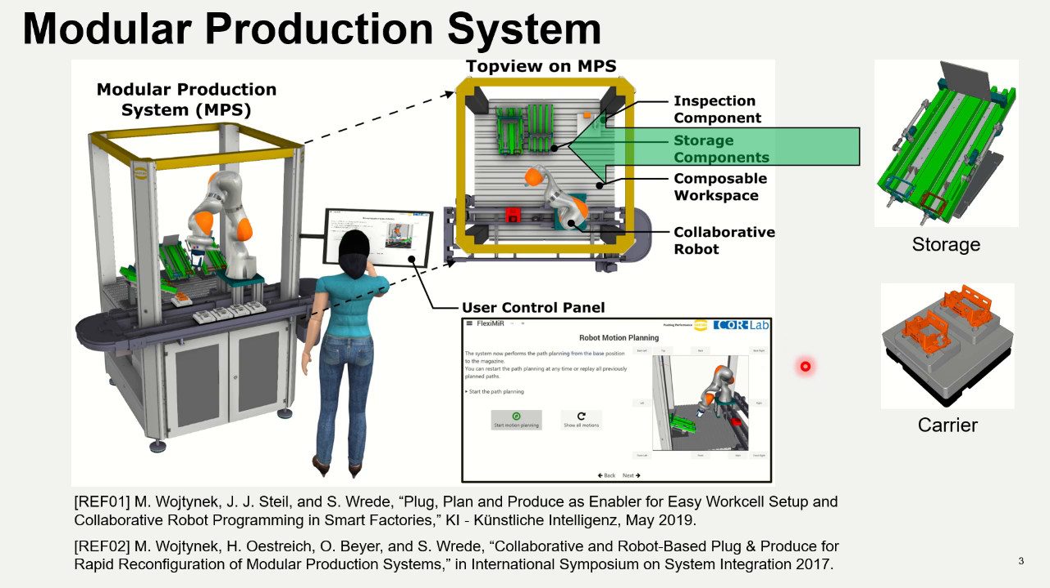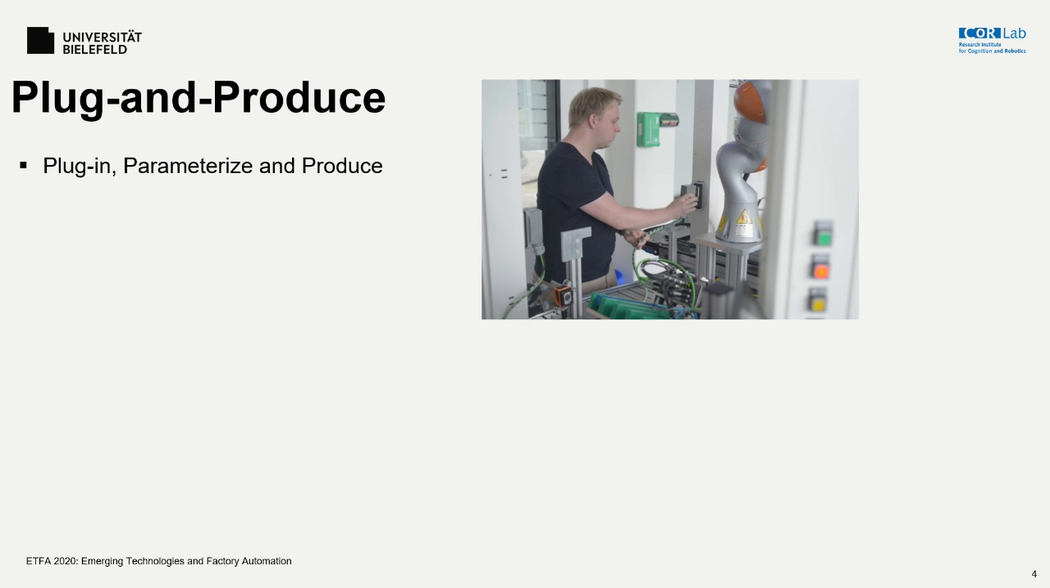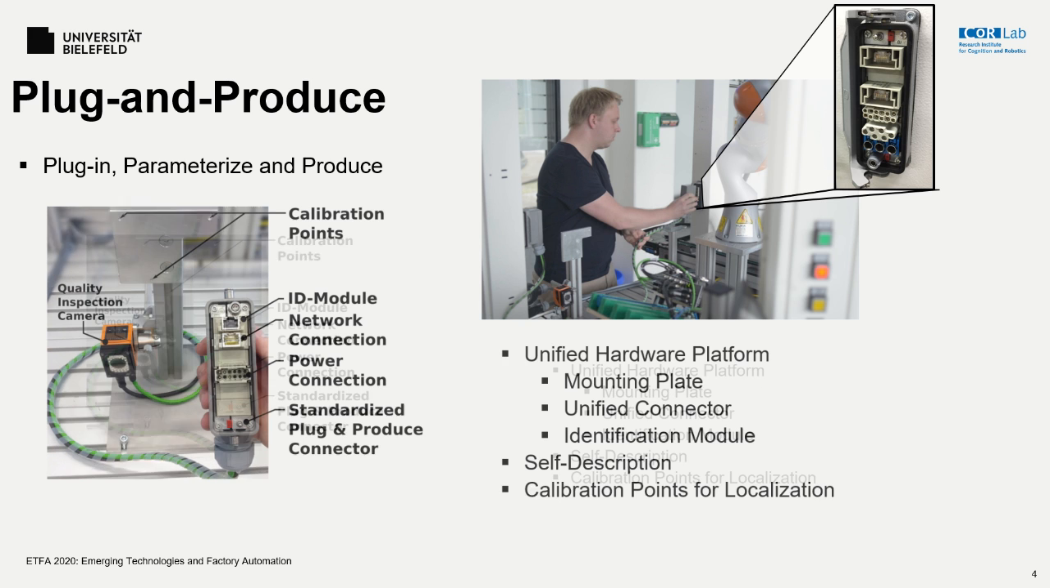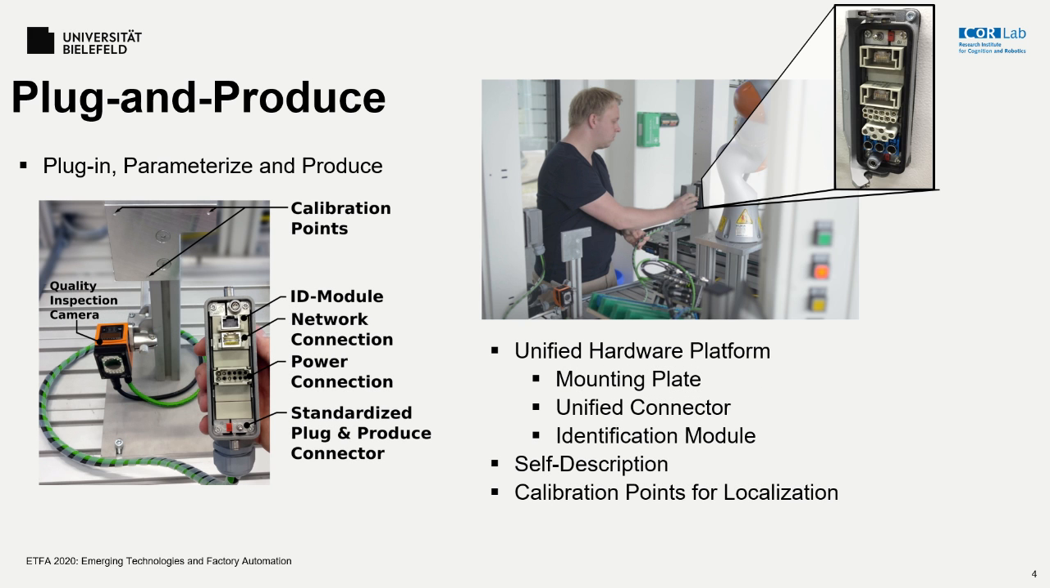In our previous work, we have published more details about the modular production system, which you can find in these references. Plug and produce is a key concept for the modular production system. The component is plugged in, parameterized with task-specific values, and it is ready for production. Each component is built on a unified hardware platform, containing a mounting plate, a unified connector for power and network, and an identification module to register the component to the modular production system.